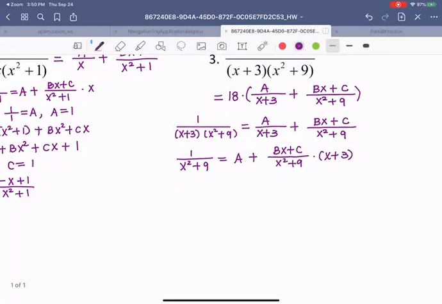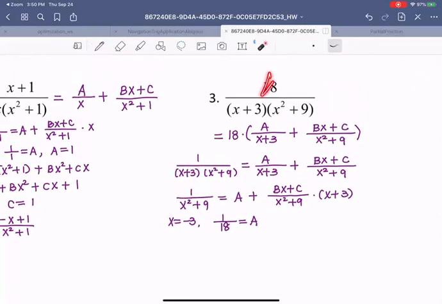Now x equals negative 3. X equals negative 3. This guy is 1 over 18 equals a. Correct? Yeah, a equals 1 over 18. Now I understand why they put 18.